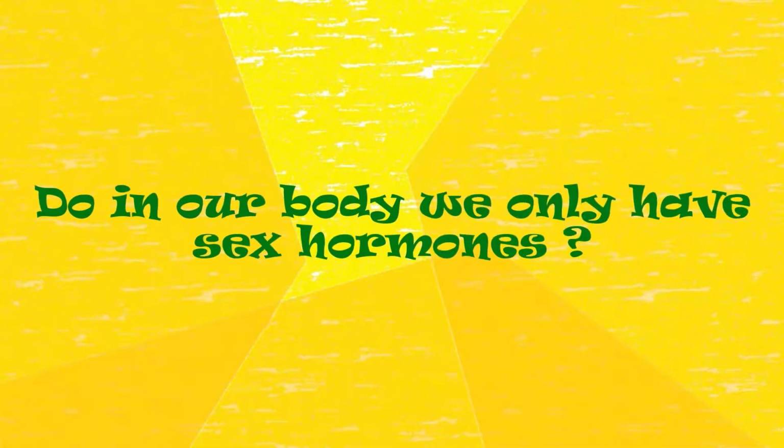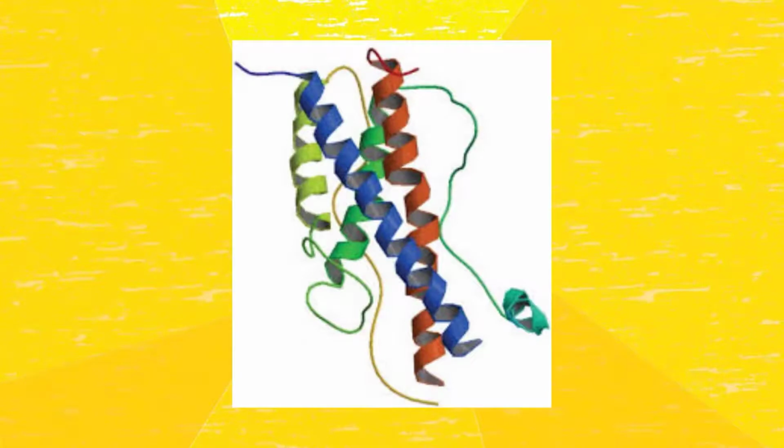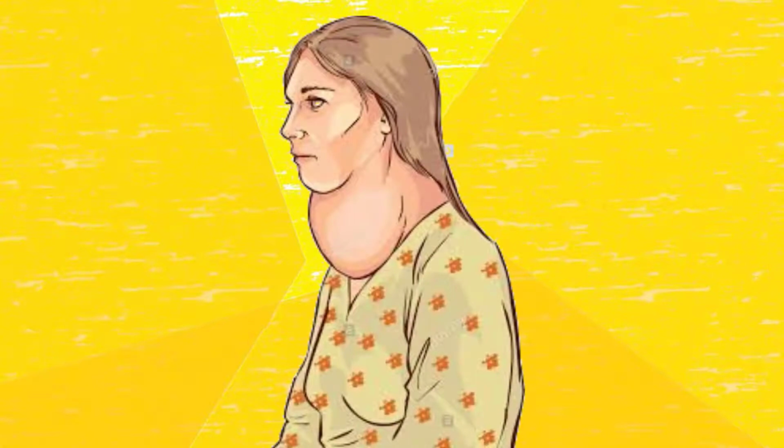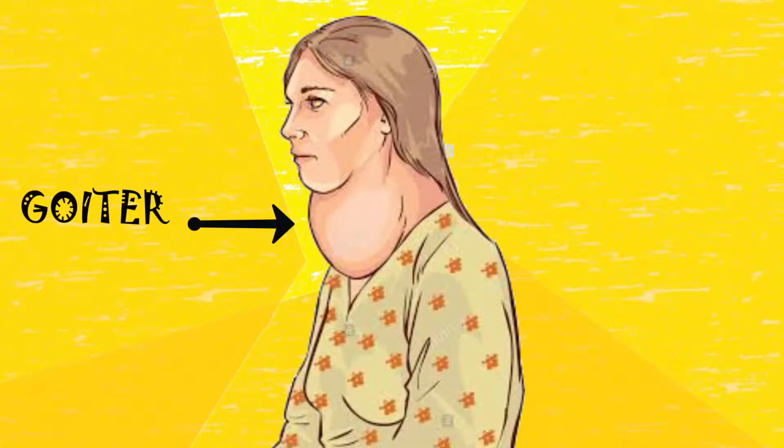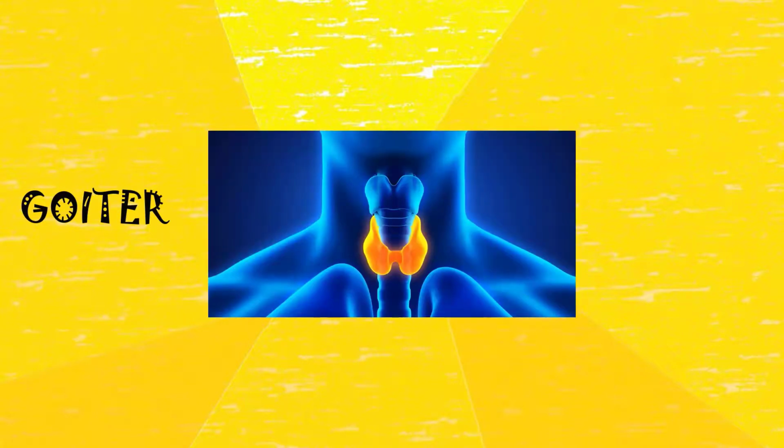Does our body only have sex hormones? And the answer is no. Our body also has various hormones other than sex hormones. Certain examples: thyroxine, adrenaline, insulin, growth hormone, etc. Okay, here are 2 conditions for you. Ram's aunty has a big and swollen throat. Can you guess which disease she is suffering from? Yes, it is goiter. Goiter is caused due to the lack of the hormone named thyroxine. This hormone is released from the thyroid gland.